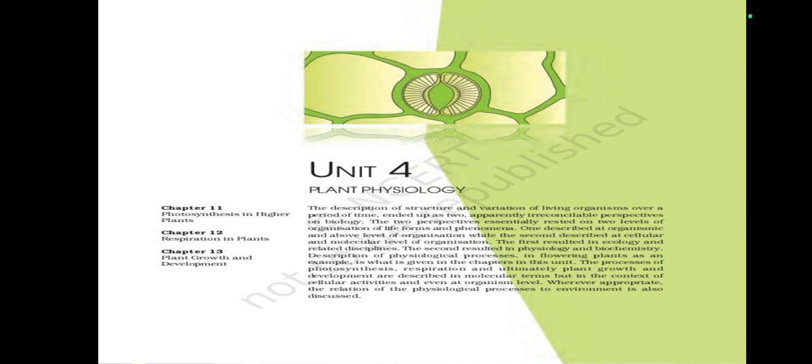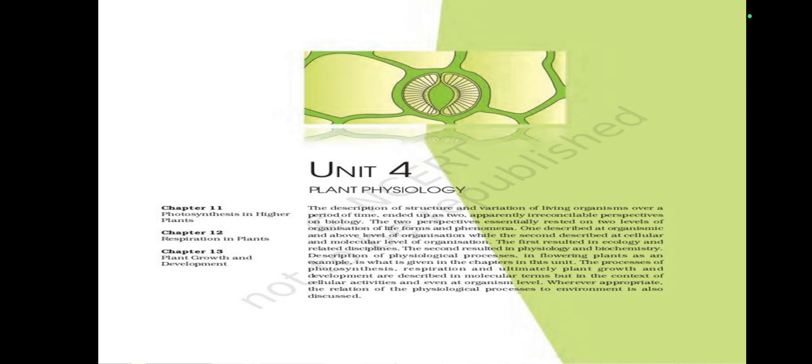The description of structure and variation of living organisms over the period of time ended up as two apparently irreconcilable perspectives on biology. The two perspectives essentially rested on two levels of organization of life forms and phenomena. One described at organismic and above level of organization, while the second described at cellular and molecular level of organization.